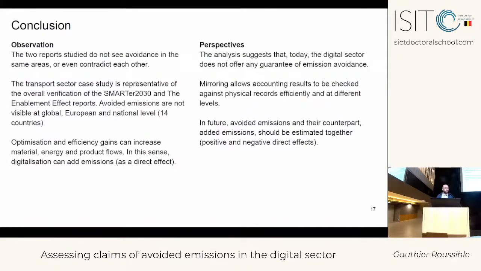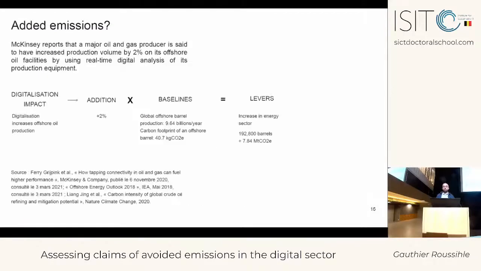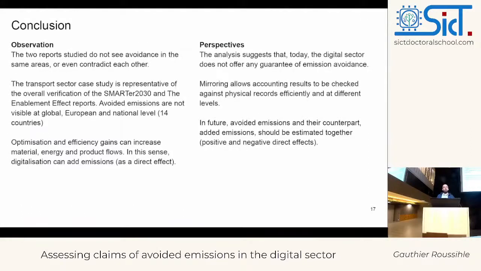Because the methodology that I used is very bad. It's as bad as the methodology they use for the avoided emission. So we cannot use that one. Or only if we want to play around with GSMA and GeSI, but it will not be proper research. So what are the methodologies to actually calculate added emission?